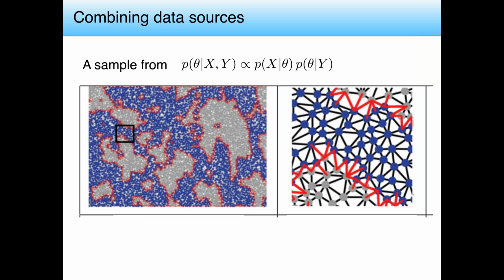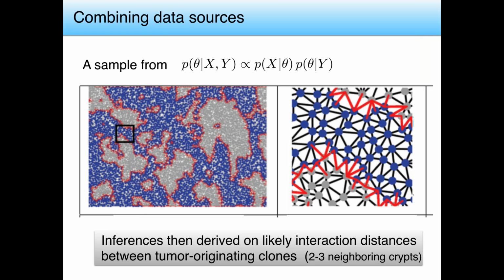And the key thing had to do with these red edges. These are neighboring crypts that are of opposite color. And so if a tumor might emerge from crypts nearby like that, there would be a certain rate at which that happens that we can estimate. And so based on this, we could get some idea about what the interaction distance might be between crypts that are at the origin of polyclonal tumors. Okay, that's a quick run through of combining information.